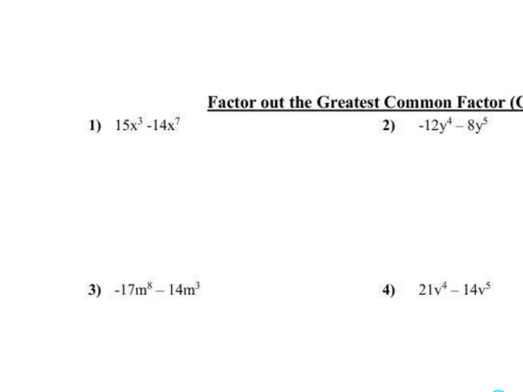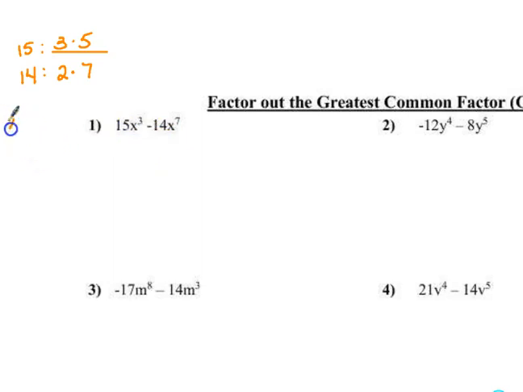What I'm looking for in number 1, I'm looking at my number, so 15, its factors, or writing it out as a prime factorization, in other words 3 times 5. There's nothing that goes into 3, nothing that goes into 5, but 3 times 5 is 15. 14 is 2 times 7. Notice that 2 is prime because the only thing that goes into 2 is 1 and 2. The only thing that goes into 7 is 1 and 7. So there's no numbers that are in common here.